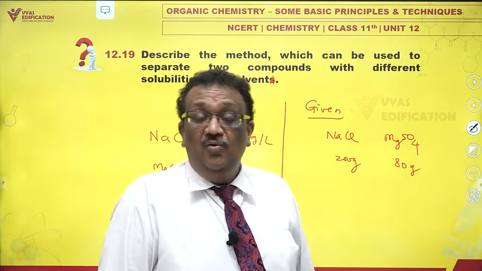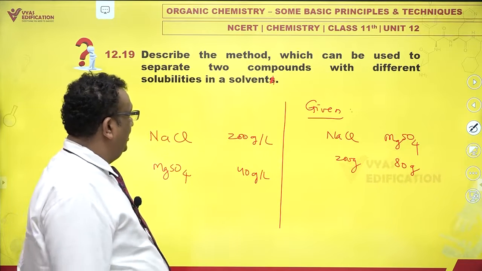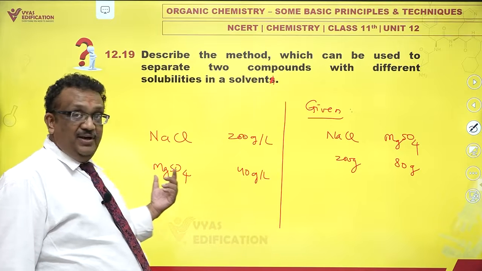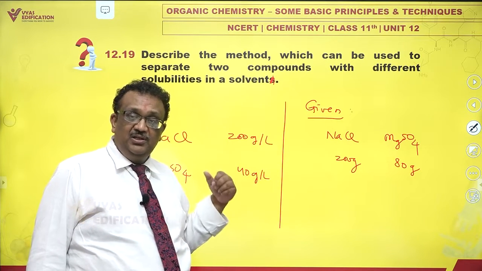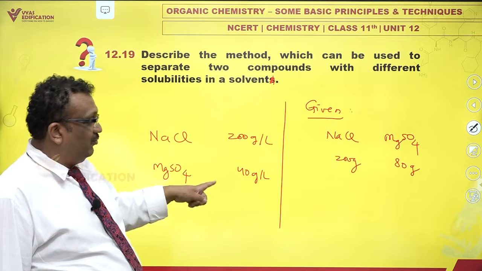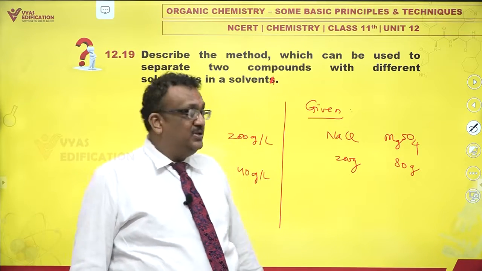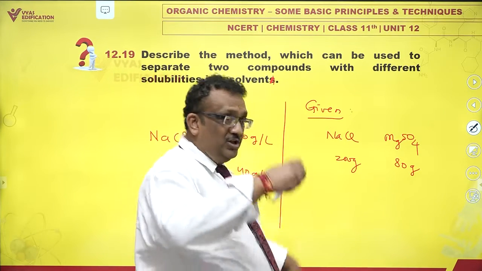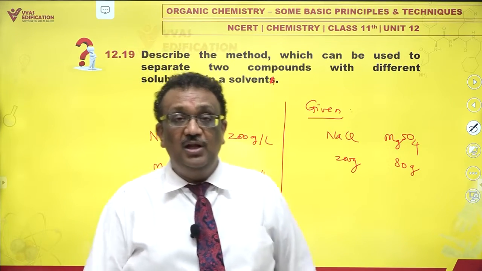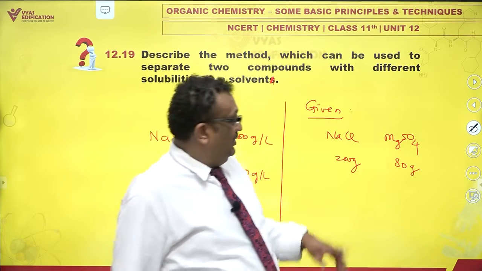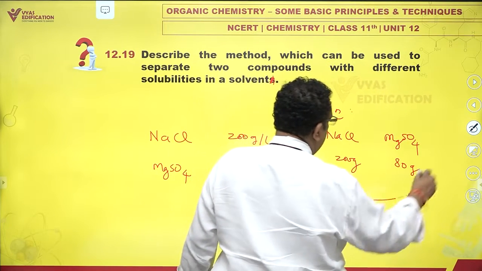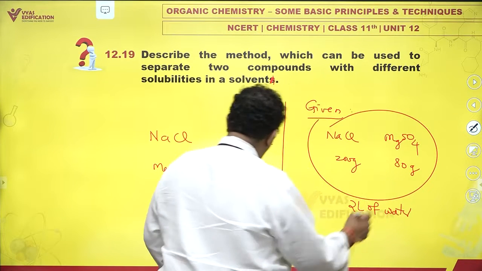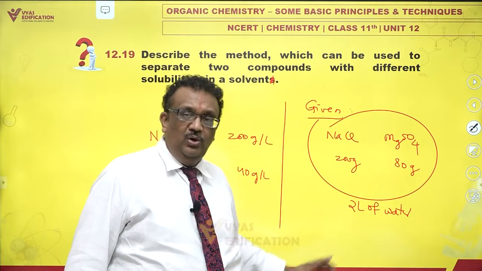Fine. Now what do I do? Well, I know very well that for dissolving magnesium sulfate, I need 40 grams per liter. That means 1 liter I would need for dissolving 40 grams. If I have 80 grams, I need 2 liters. So I keep on adding water to this mixture till both the salts dissolve. And in this case, I would need initially 2 liters of water. For 40 grams, I needed 1 liter. So for 80 grams, I need 2 liters.